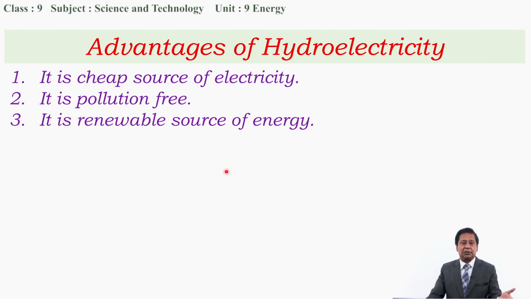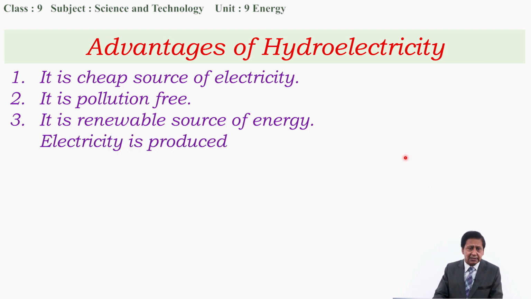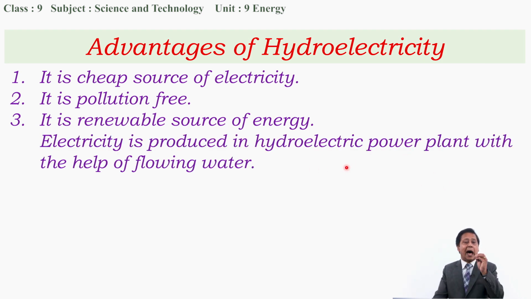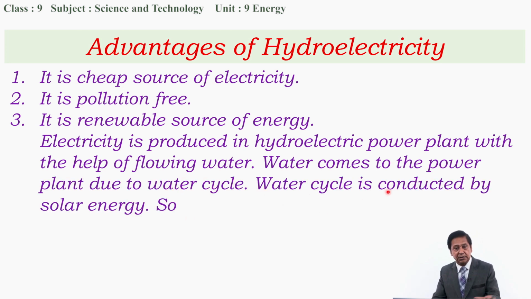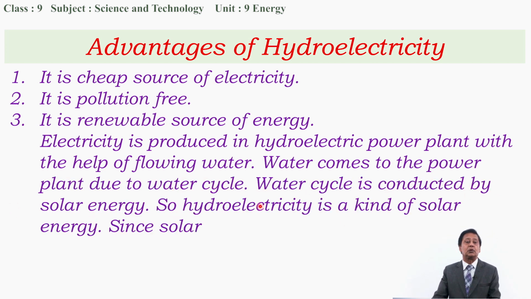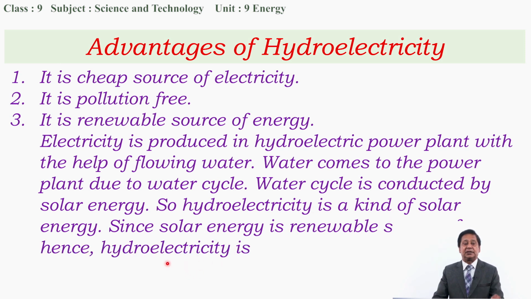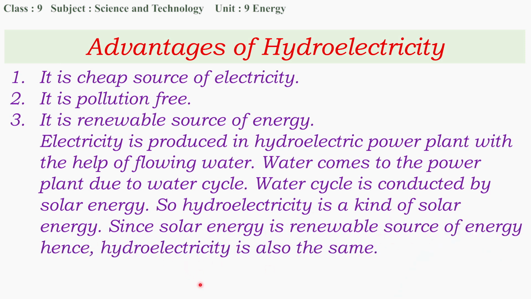If you are asked about this, you can argue like this: electricity is produced in a hydroelectric power plant with the help of flowing water. Water comes to the power plant due to the water cycle. The water cycle is conducted by solar energy. So, hydroelectricity is a kind of solar energy. Since solar energy is a renewable source of energy, hence hydroelectricity is also the same.